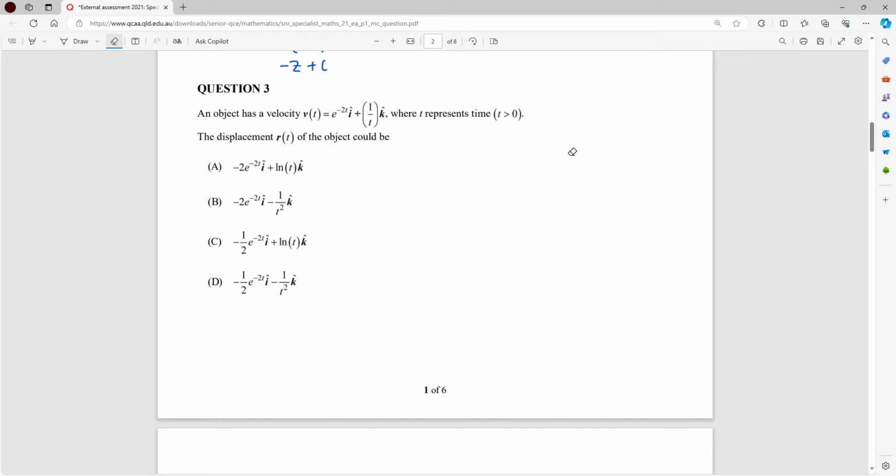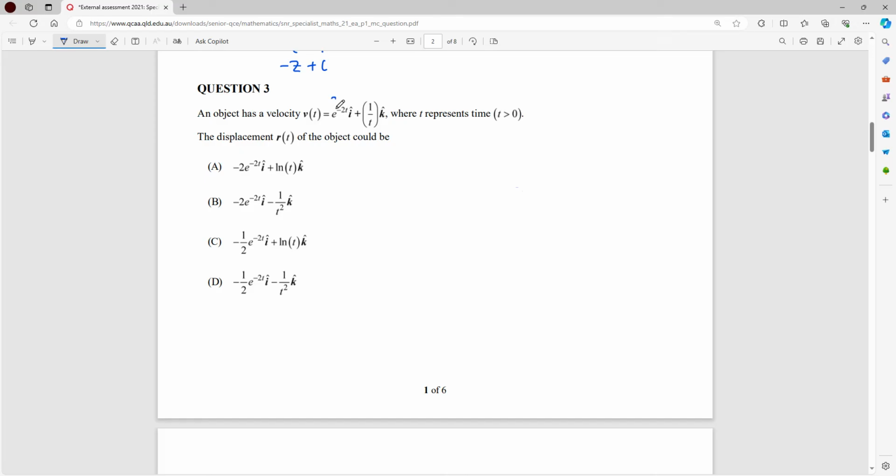First of all, we need to understand how velocity relates to displacement. If you have position, r of t, and you differentiate that with respect to time, you get velocity. So we have a vector equation of velocity. That means we have to integrate each of the components to get the displacement of the object. You have to treat each of these components individually and integrate them with respect to time. Now notice, look at all these answers here. They don't have any plus c's or a j component.